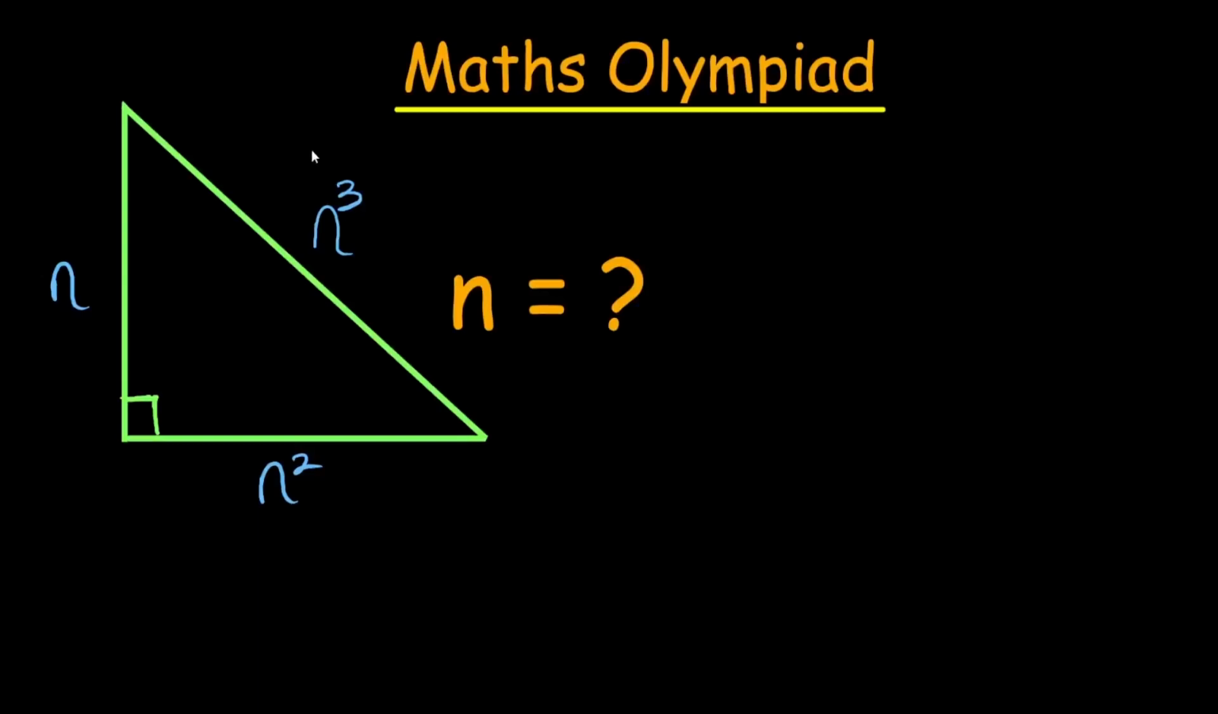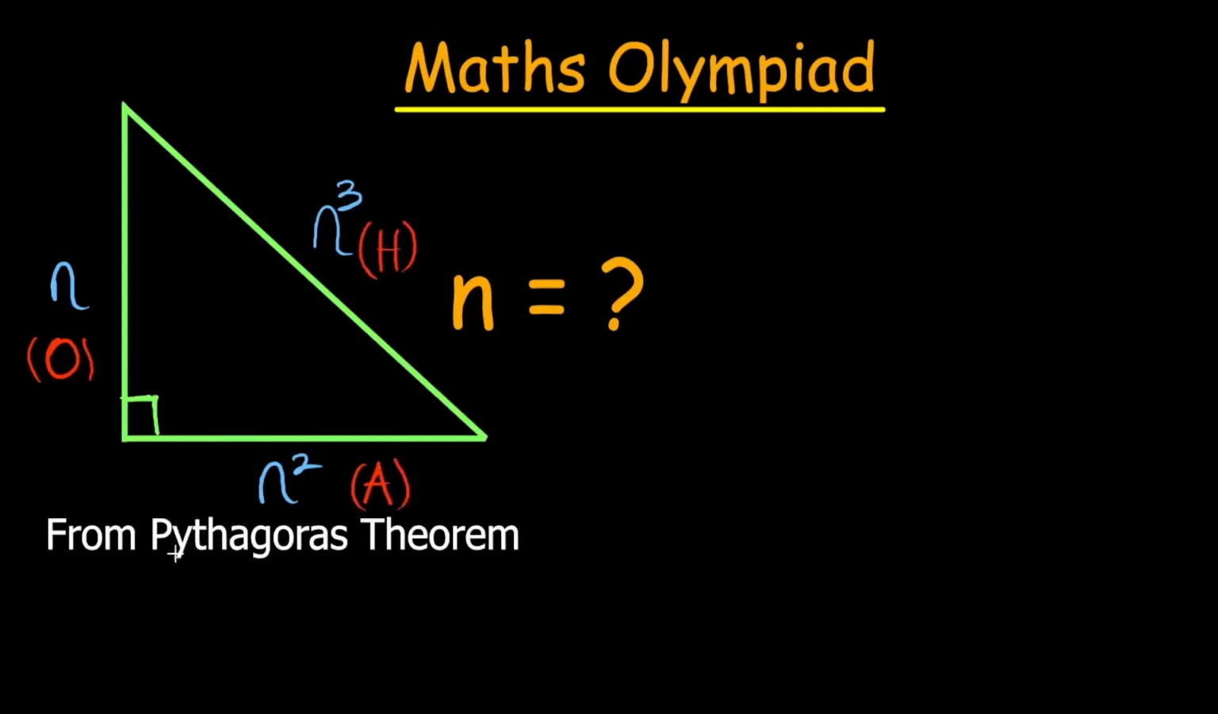Let's look at this interesting math Olympiad problem in geometry. So I have a right angle triangle here with the sides n square and n cube as the hypotenuse. Okay, so we have to find the value of n. All right, so I'm going to start by calling this O as in opposite. I'll call this side A as in adjacent, then this is H as hypotenuse.